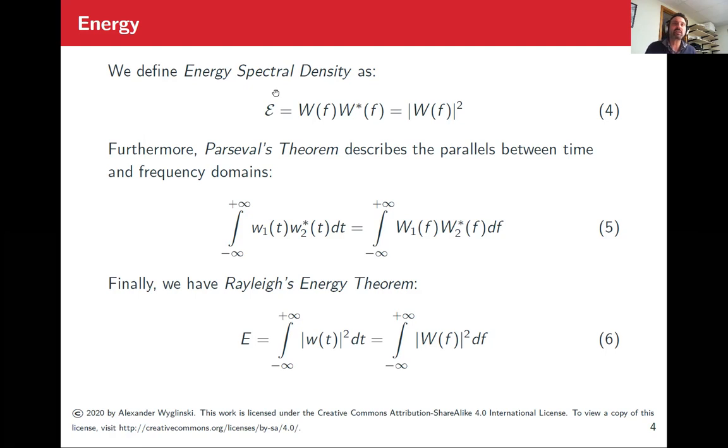What happens is if I multiply that complex function, that frequency representation, with the complex conjugate of itself, it gives us the magnitude squared of that frequency representation. It's a real valued function. In fact, what that gives us is something called the energy spectral density. It's the energy that is distributed as a function of f from minus infinity to infinity. So it kind of makes sense.